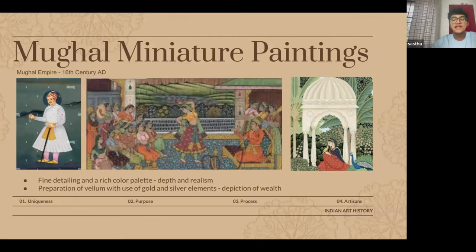Then artists apply natural pigments in layers with fine brushes to achieve the desired depth and detail. Gold and silver leaves are often added to highlight certain elements, giving the painting a luxurious finish.